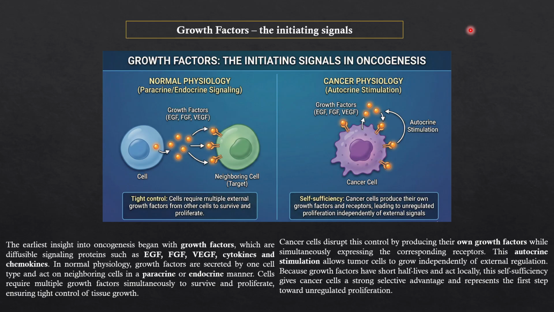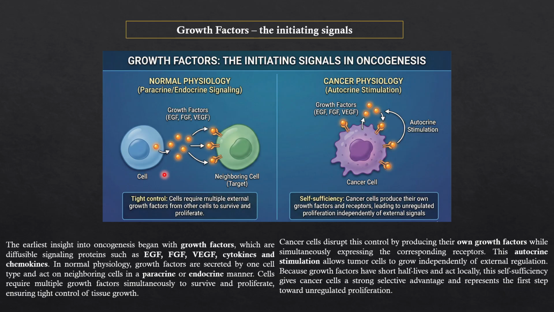The growth factors are the initiating signals in the oncogenes. They initiate the signals in the oncogenes, and in normal physiology, they are paracrine or endocrine signals, whereas in cancer physiology, they are autocrine stimulations.